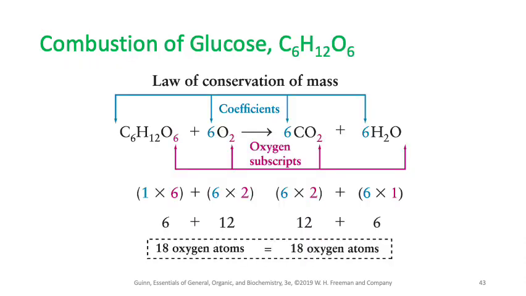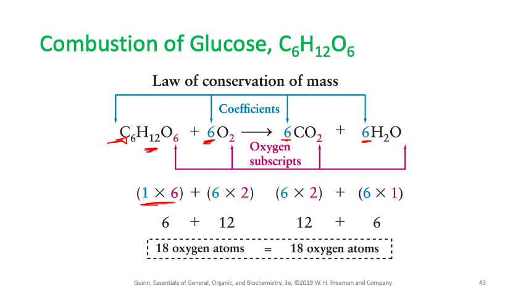Let's take one more example of the law of conservation of mass. This is a chemical equation for glucose reacting with oxygen, giving you carbon dioxide and water. The coefficients are already provided, so that means this equation is balanced. But let's confirm whether this equation is balanced or not. You have how many carbon? You have 6 carbon.